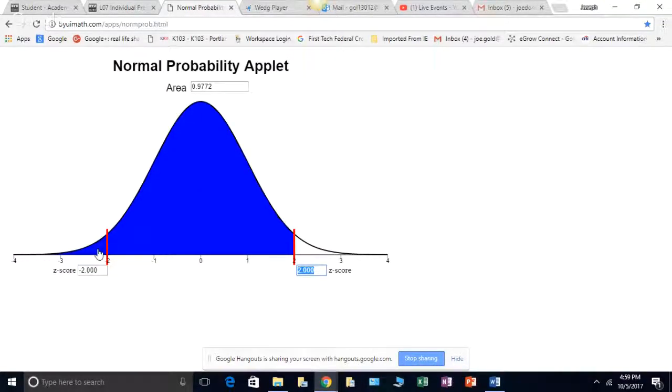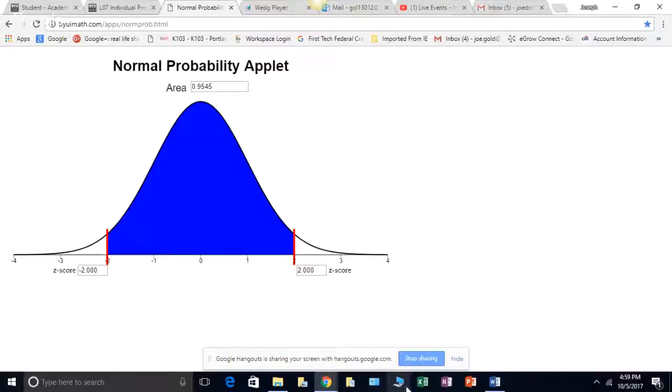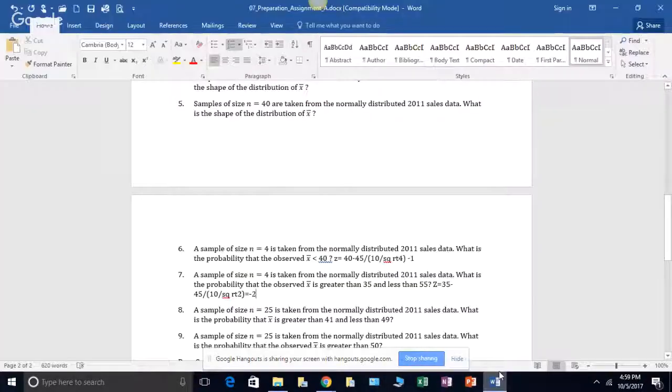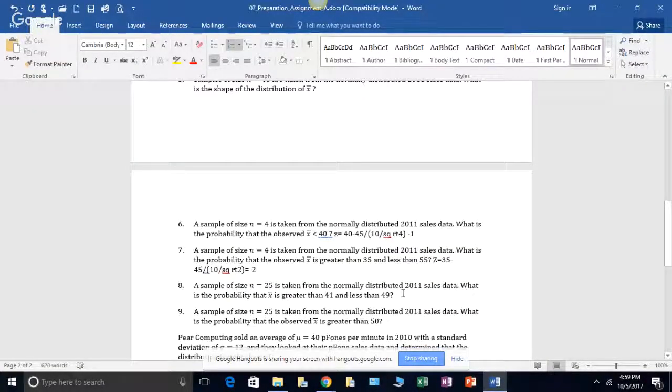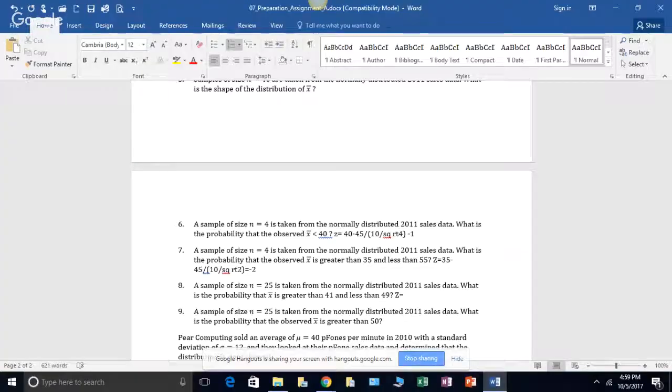So, and it says between, and there it is. Okay, so 95.45%. Is this starting to make sense? Yeah. So Z equals, now we have, remember, things have changed, the sample size is now 25 instead of 4. So we have to make sure that we apply that.